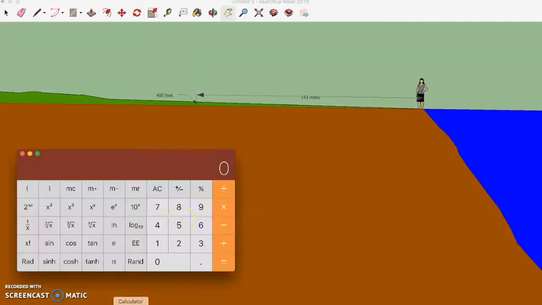And what that means is that the river drops 2.8 feet average per mile from my house to the coast. And that's typical of a slow-moving river.